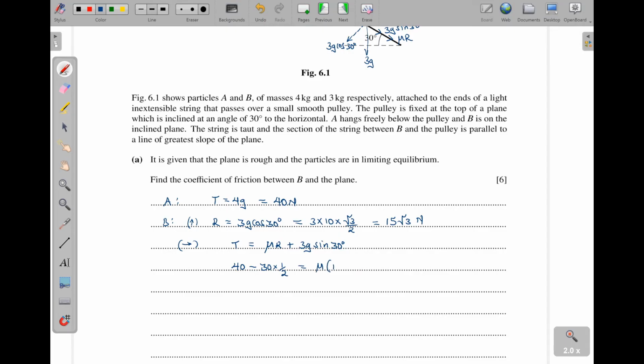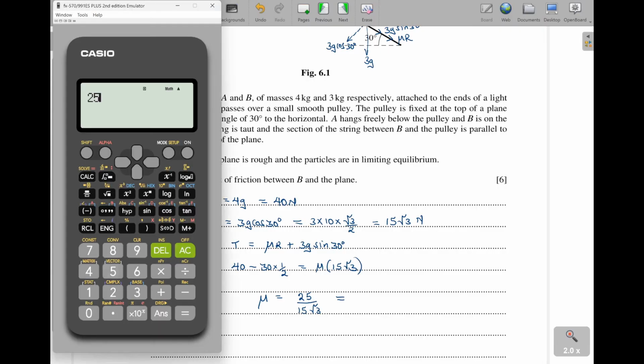And then our R is 15 root 3. So what will then be our mu? Our mu is going to be, this is 15, so 40 minus 15 gives us 25. Then we shall divide by 15 root 3. And this one gives us 25 divided by 15 root 3, so it is 5 root 3 over 9.